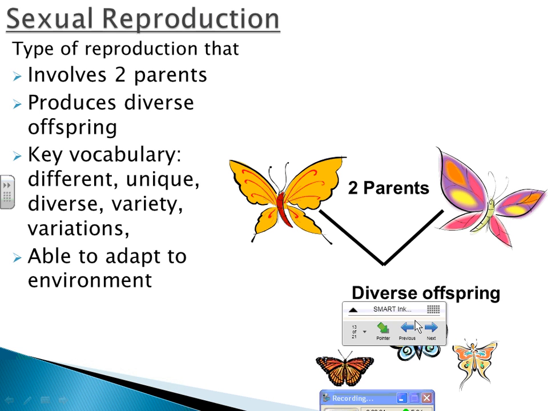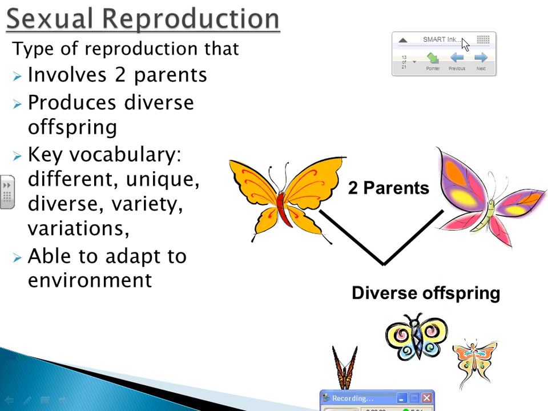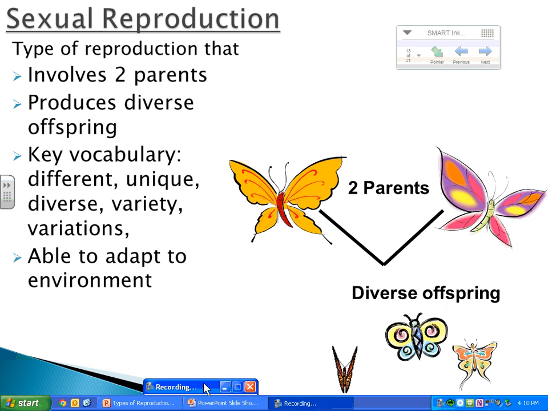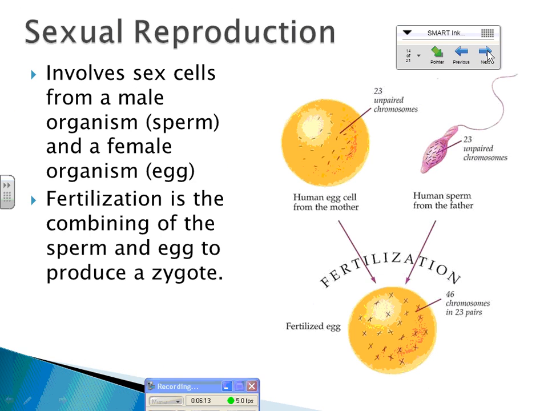Here's the butterflies, and you can see the butterfly had diverse offspring. Sexual reproduction involves, of course, the sex cells from a male organism, sperm, and a female organism, the egg. And fertilization is actually the combining of the sperm and egg to produce a zygote.